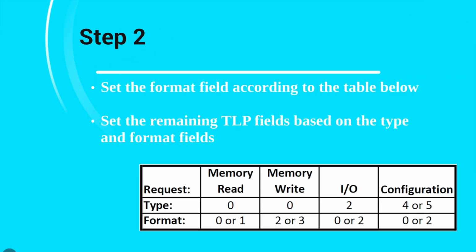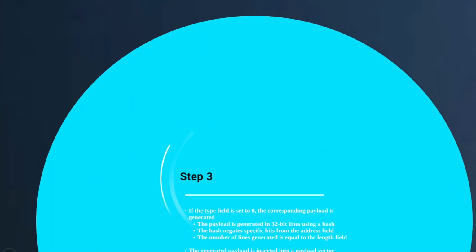Step 2 is to then set the format field according to the table below. Each different type has certain format fields that are allowed. The rest of the remaining TLP fields are based on the type and the format fields.